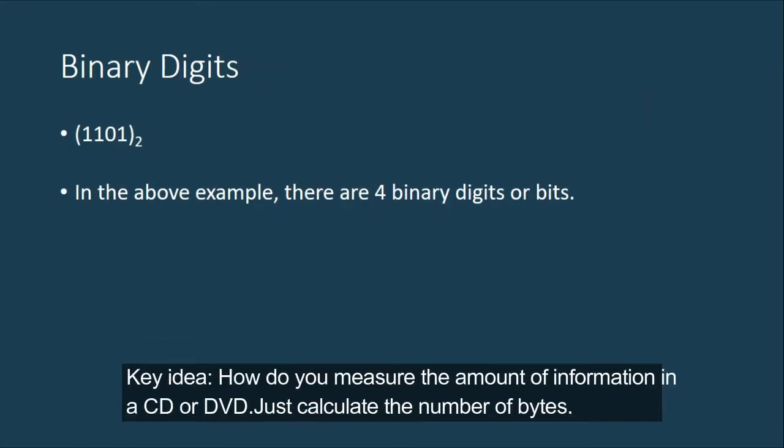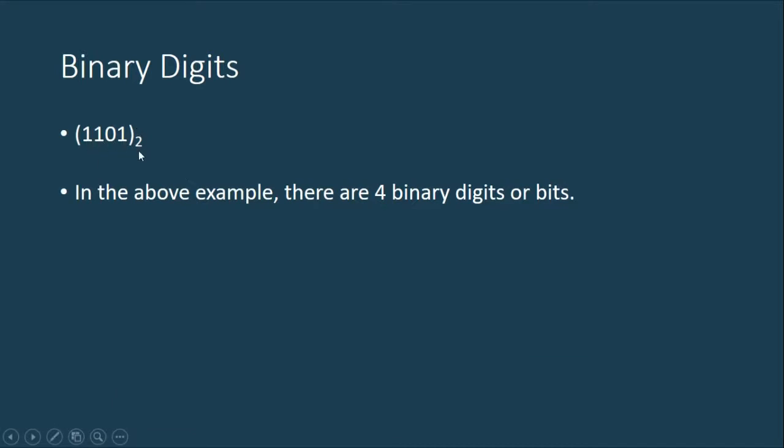Let's start with binary digits. Given the following sequence of bits using the binary system, as you can see, base 2, in the above examples there are 4 binary digits or bits. 1, 2, 3, 4.